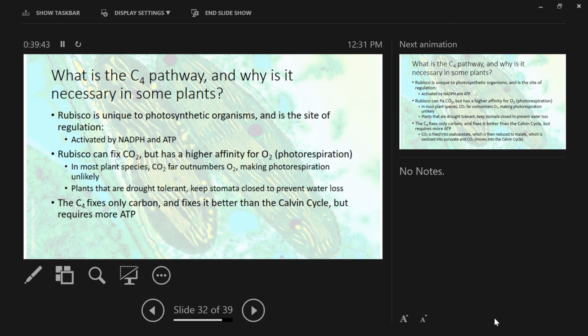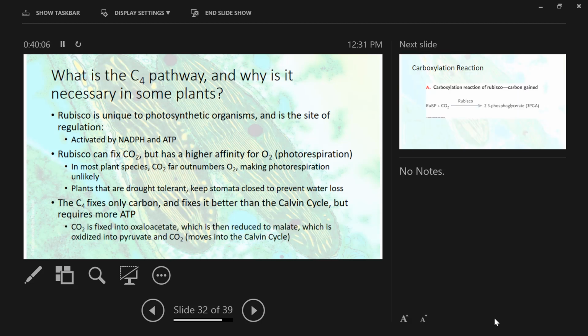So you have what's called the C4 pathway. This will fix only carbon, and never oxygen. So it doesn't matter if you've got a ton of oxygen present or not, it will only fix carbon. And it fixes carbon much better than even Rubisco can. So it traps all of the carbon dioxide that's present. It does require more energy.